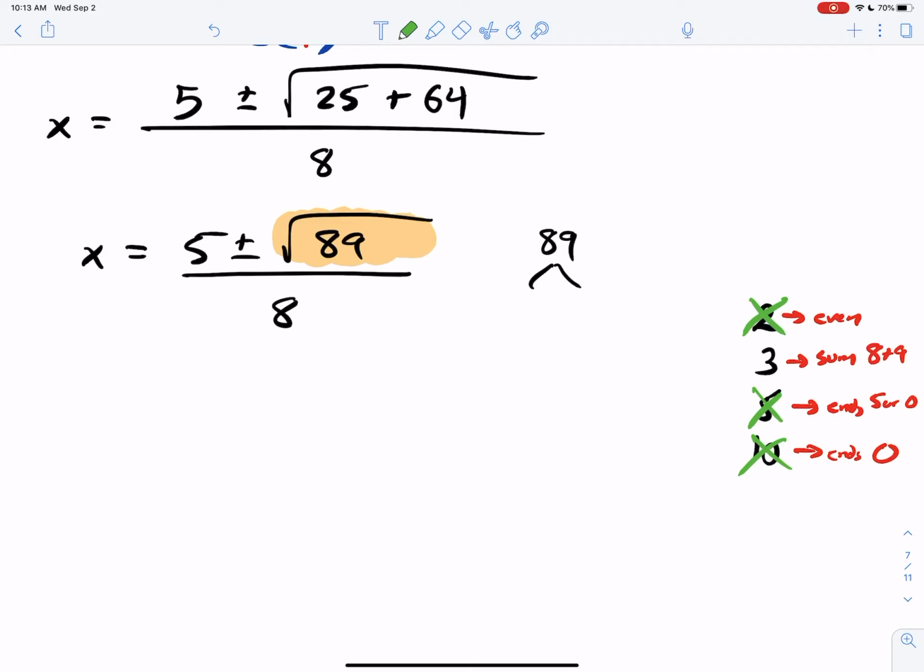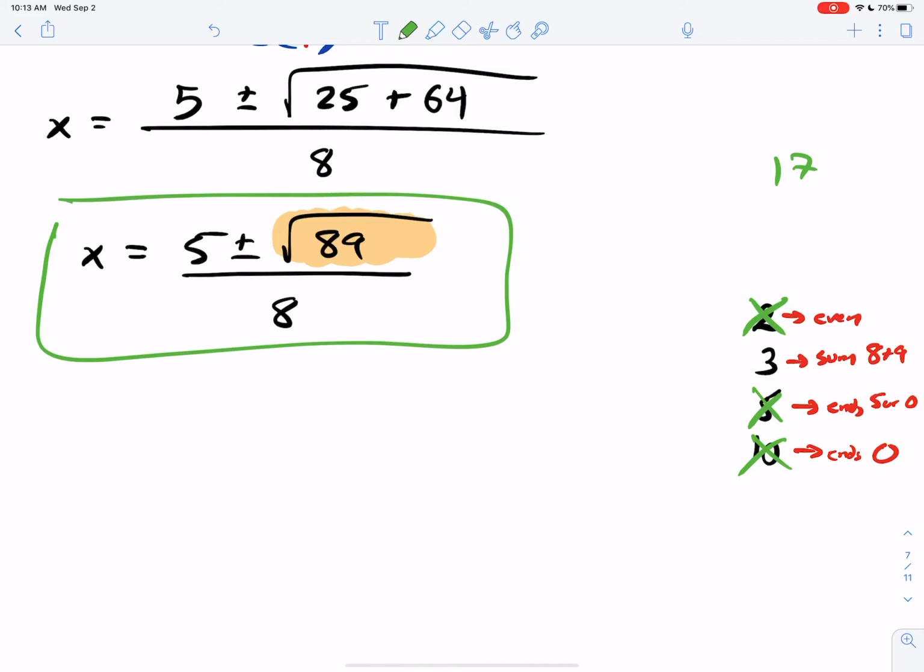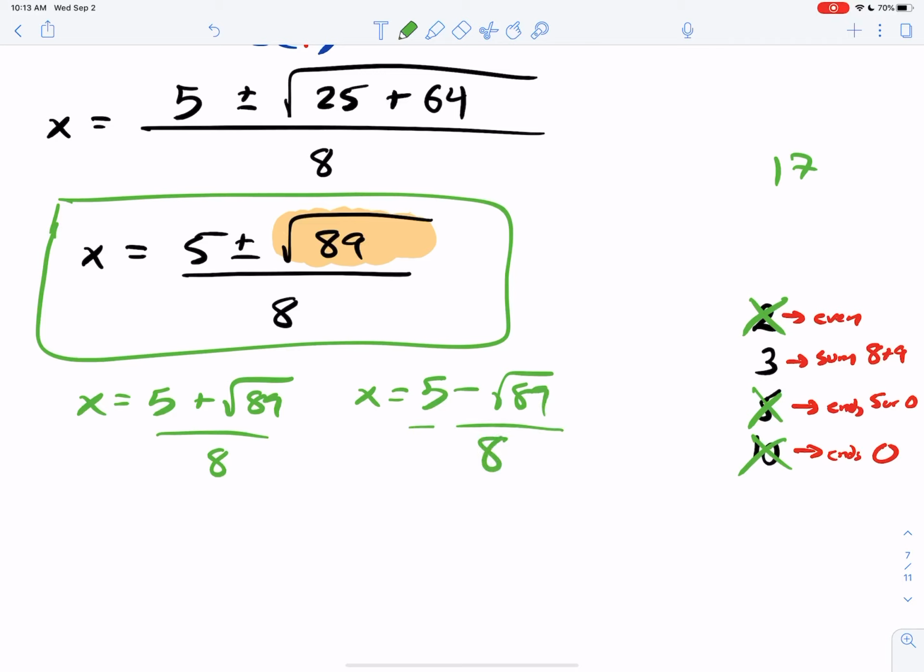8 plus 9 is 17. Does 3 go into 17 perfectly? It doesn't. So that probably means that I can't break down 89, meaning that I can't simplify it. So I leave it as so, okay? So I have two solutions here. I have x equals 5 plus the square root of 89 all over 8, and x equals 5 minus the square root of 89 all over 8, okay?